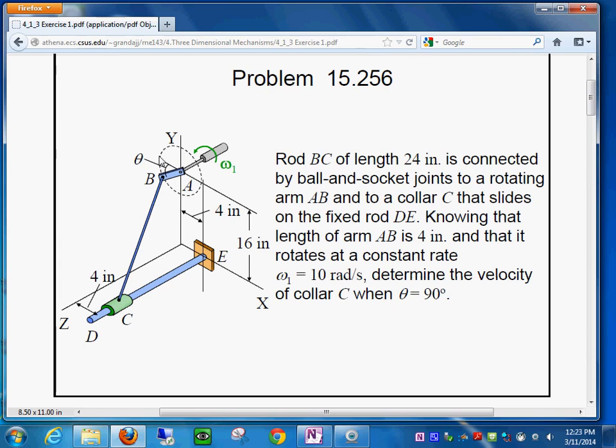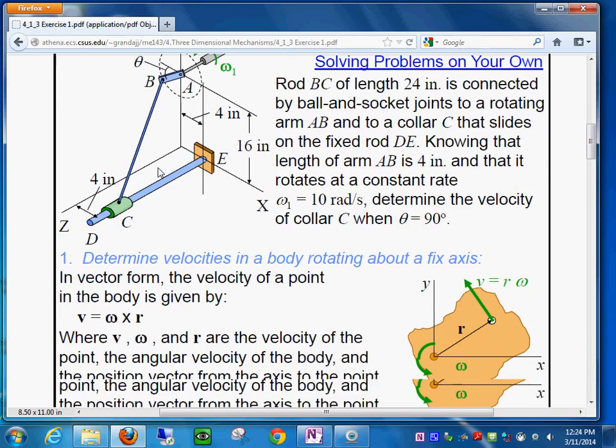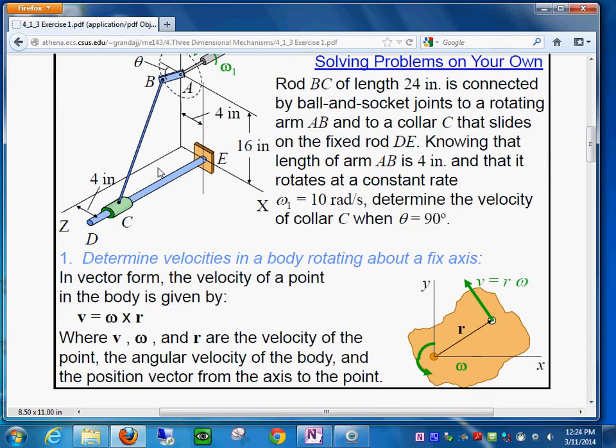Well, based on what we have been doing, we can do much better than finding the solution in one position, right? And that's exactly what we need to do. We need to find the position and the data for the velocity and acceleration of the collar C, not only when theta is 90 degrees, but when theta is 10, 20, 30, all around. So we'll combine this solution with the software. Okay, let's take a peek in here.